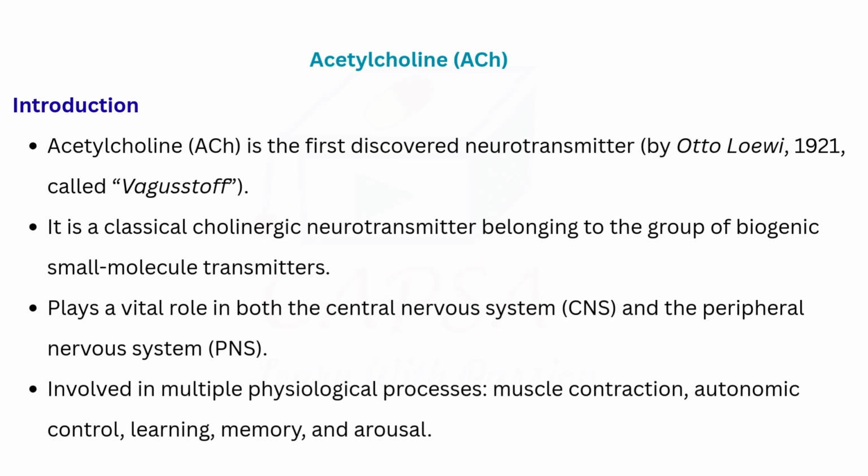Acetylcholine, often abbreviated as ACh, is a chemical messenger that allows nerve cells to communicate with other nerve cells, muscles, and glands. It was the very first neurotransmitter to be discovered, way back in 1921 by Otto Loewi, who called it Vagusstoff. A neurotransmitter is a chemical that transmits signals across a synapse, the gap between two neurons or between a neuron and a muscle cell.